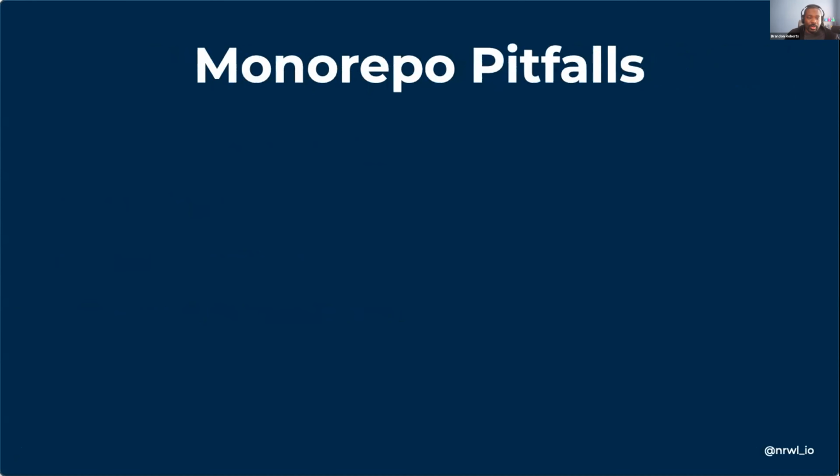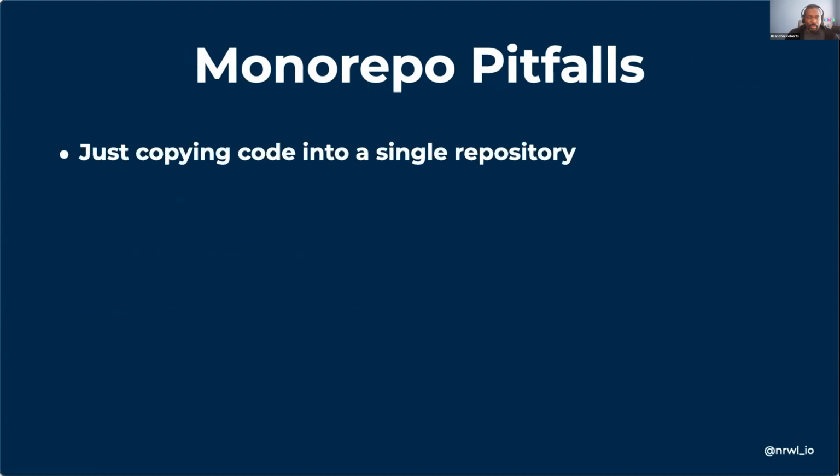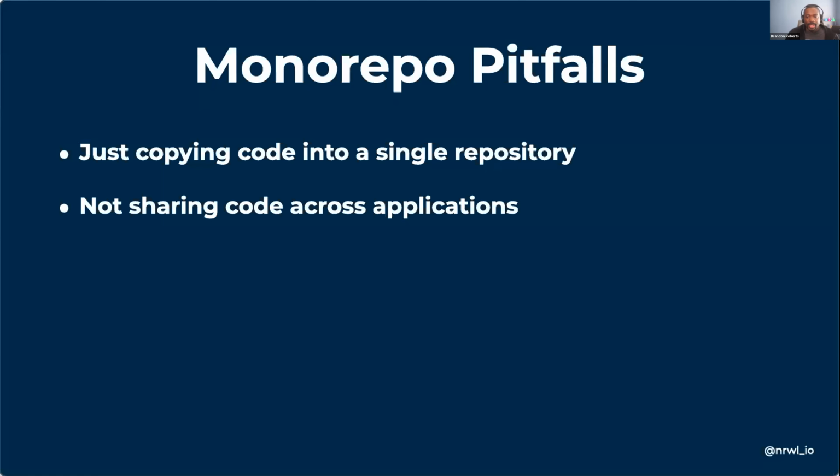There are also some pitfalls with monorepos that tend to give people a different opinion about them. One is just copying code into the single repository. As I mentioned, you could have multiple applications and libraries in your monorepo, and you're just shifting them all into one place, not sharing code across applications. This is when you have libraries or maybe a component library that you're not taking full advantage of.